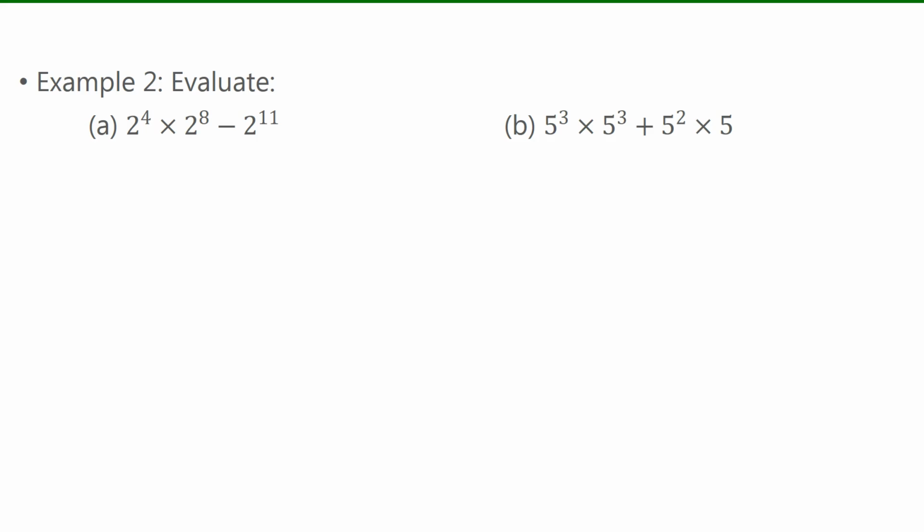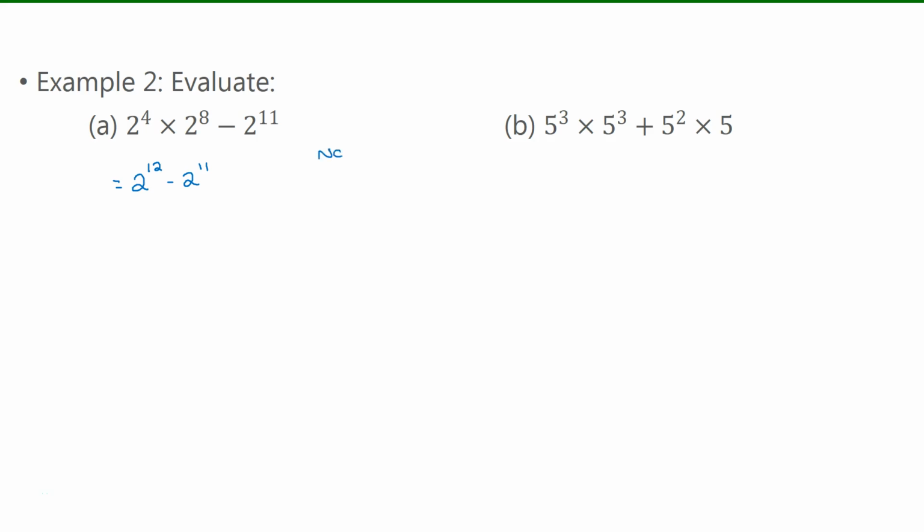Now in example 2, we have to evaluate. Now between a multiplication and a subtraction, we'll start with the multiplication. 4 plus 8 is 12. So we have 2 to the 12 minus 2 to the 11. Now it's important to note here that we cannot combine these into a single power, as there is no rule for the subtraction of two powers. We have a rule for the multiplication of two powers and for the division of two powers, but not subtraction.